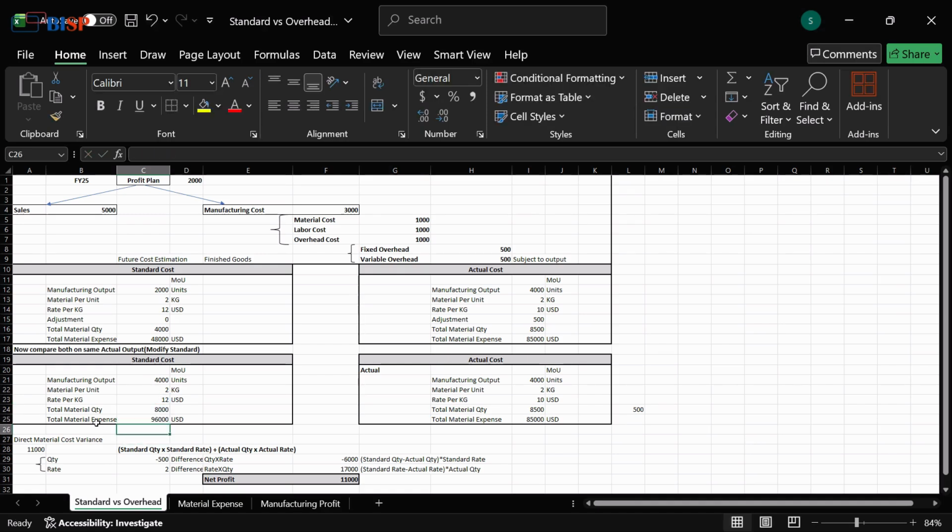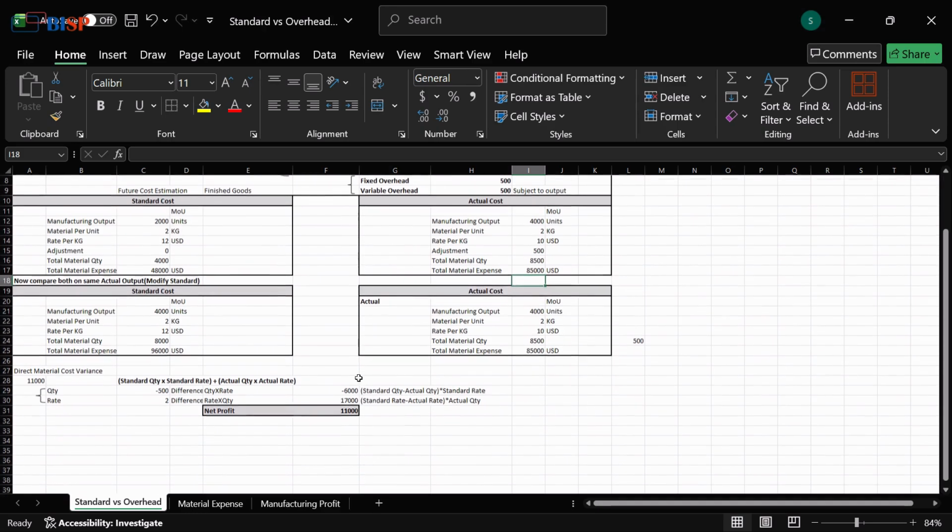But in the actual production, rate dropped from $12 to $10. A manual adjustment of $500 was added. So the actual material expense became $85,000. Now we calculate the variance between these two values. The direct material cost variance is 96,000 minus 85,000 equals 11,000.